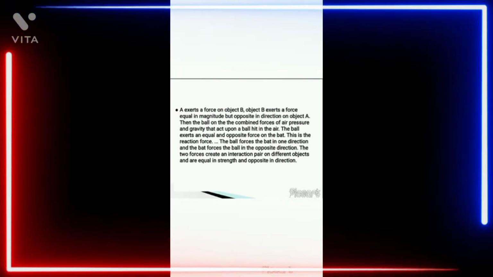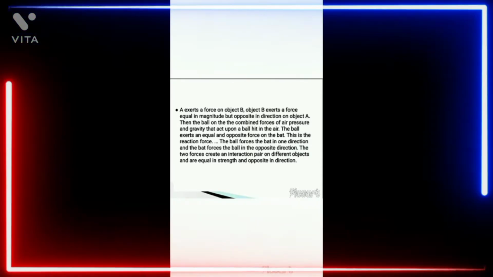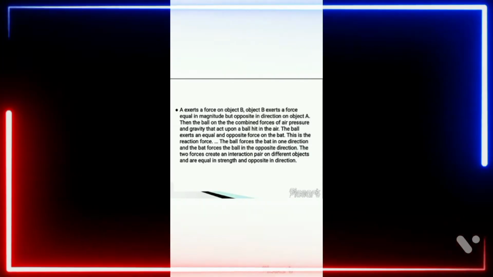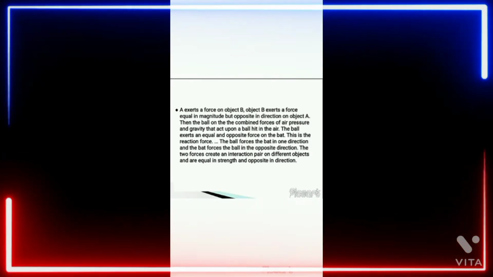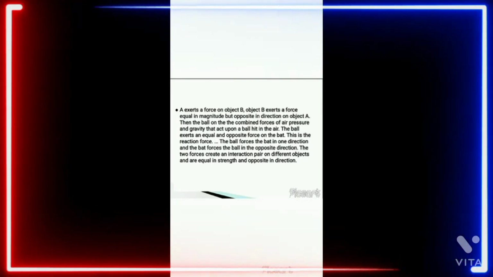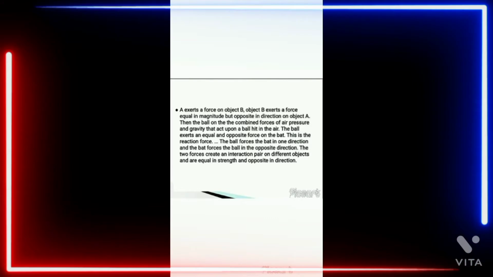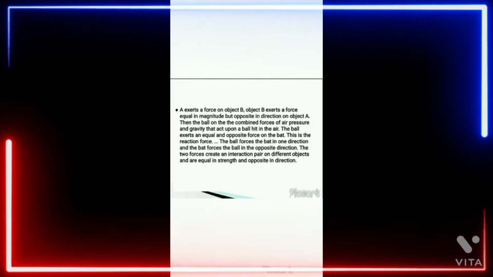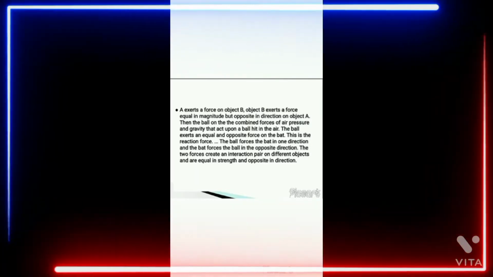Object A exerts a force on object B. Object B exerts a force equal in magnitude but opposite in direction on object A. Then, the ball is acted on by the combined forces of air pressure and gravity when it is hit in the air. The ball exerts an equal and opposite force on the bat. This is the reaction force. The ball forces the bat in one direction and the bat forces the ball in the opposite direction. The two forces create an interaction pair on different objects and are equal in strength and opposite in direction. Thank you. Om Namah Shivaya.